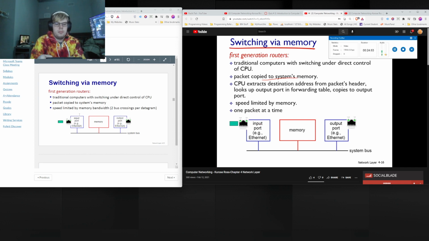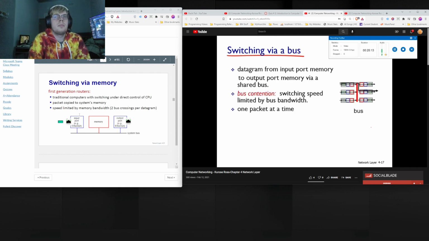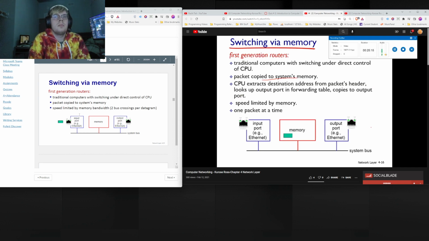So if you see over here, when it arrives, it is stored into the memory. First of all, the packet is copied to the system memory. Now the CPU will extract the destination address from the packet's header. It will look for the output port and then copy it to the output port, like this. But the basic drawback is that speed is limited by the memory.